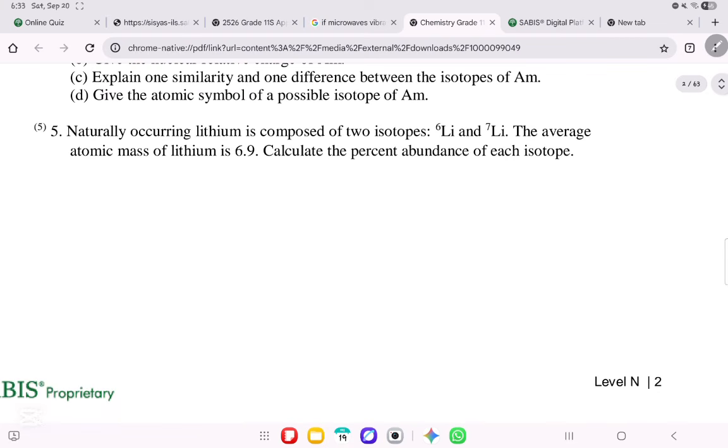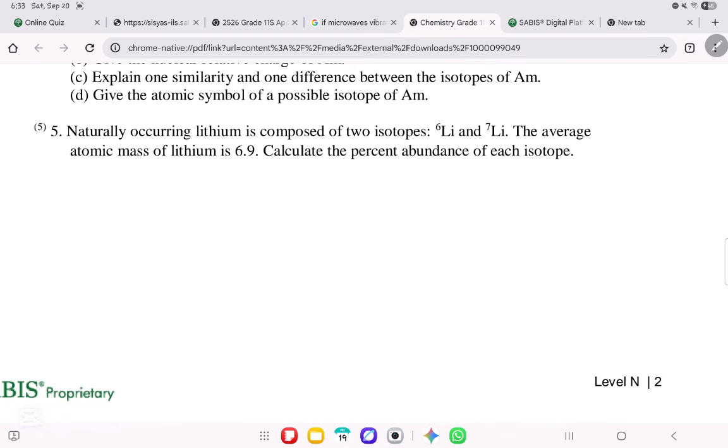Yalla. Question number 5. Naturally occurring lithium is composed of 2 isotopes, 6Li and 7Li. The average atomic mass of lithium is 6.9. Calculate the percent abundance of each isotope.